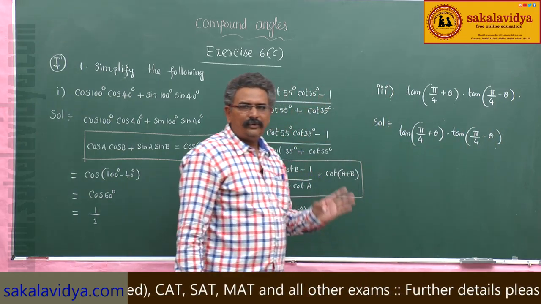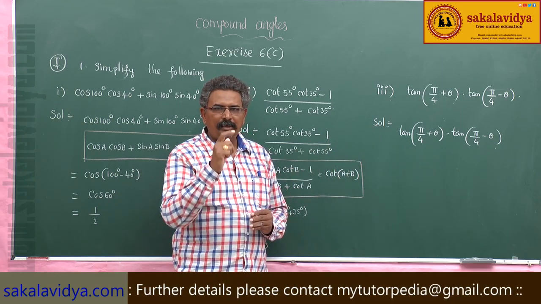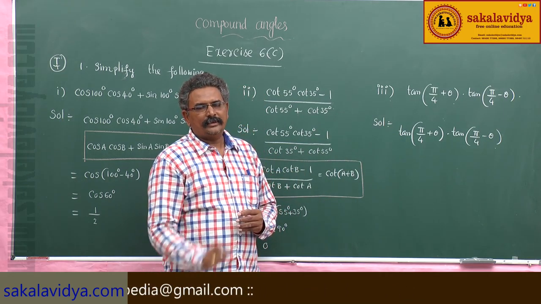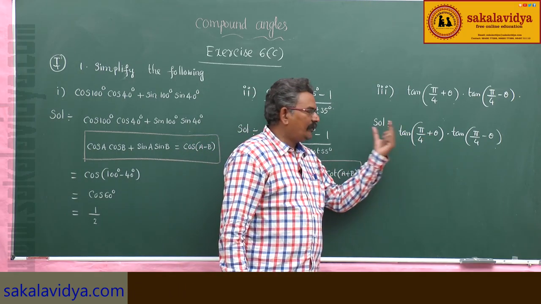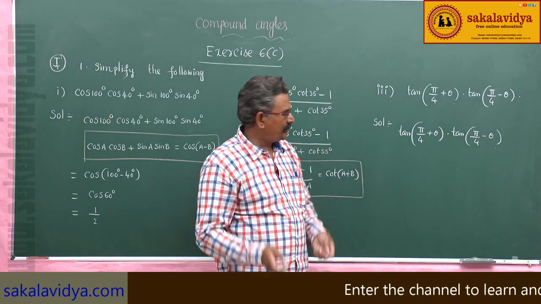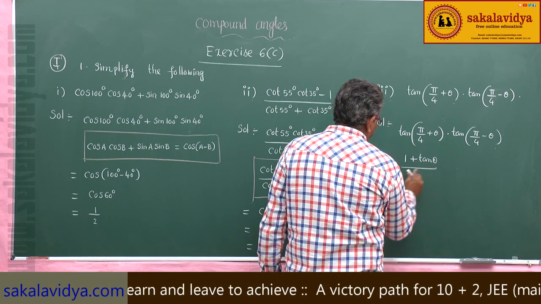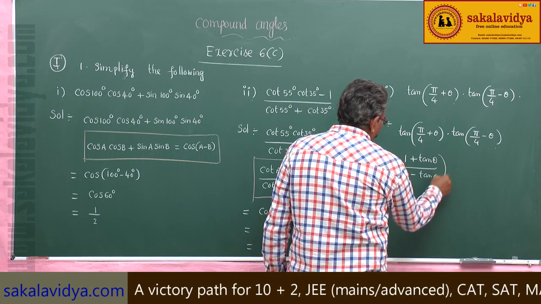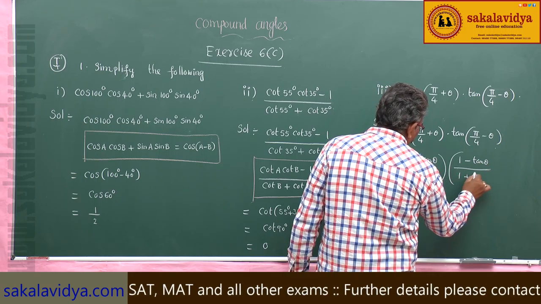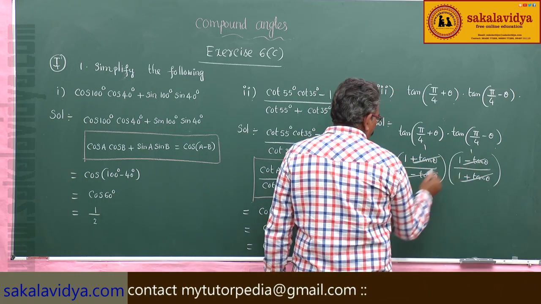That means the value of tan 45 degrees plus theta in terms of tan theta, into the value of tan of 45 degrees minus theta in terms of tan theta. That means indirectly the values of tan of 45 degrees plus theta and tan of 45 degrees minus theta are to be substituted. So this is equal to 1 plus tan theta by 1 minus tan theta multiplied by 1 minus tan theta by 1 plus tan theta. So now this gets cancelled, this gets cancelled. So we get 1.